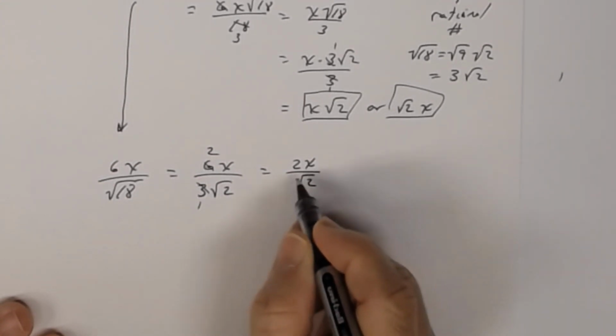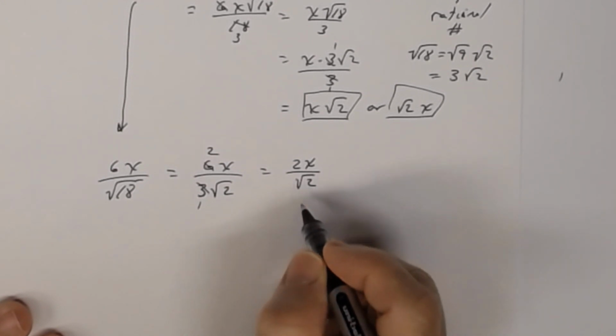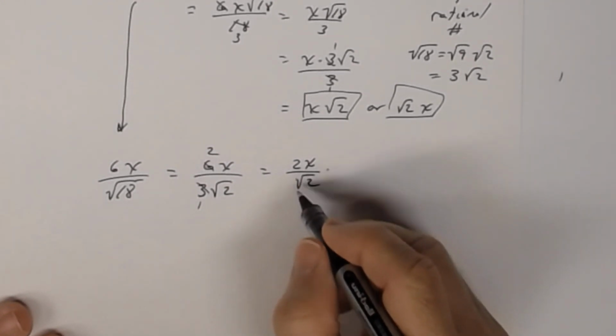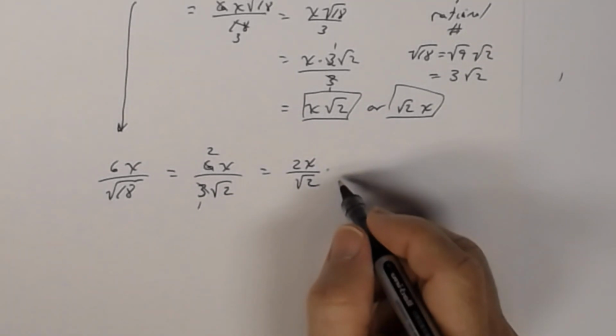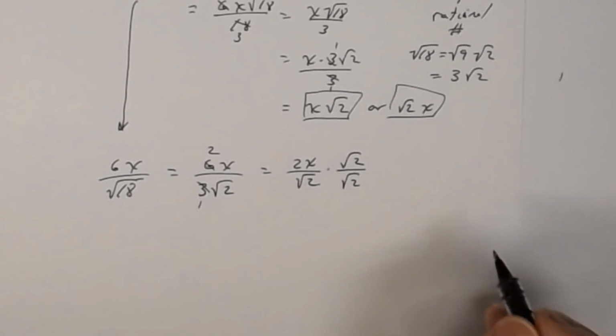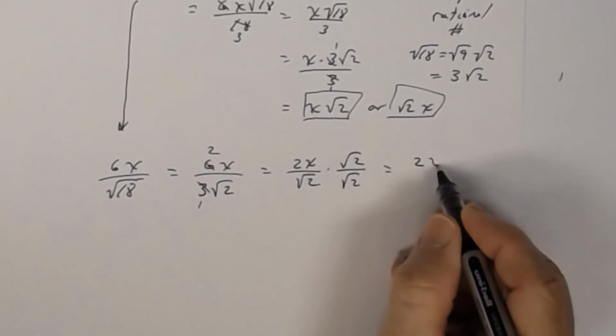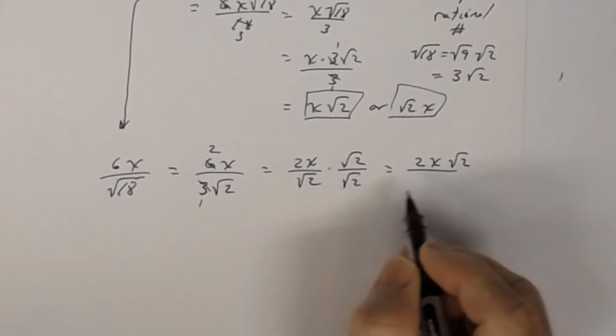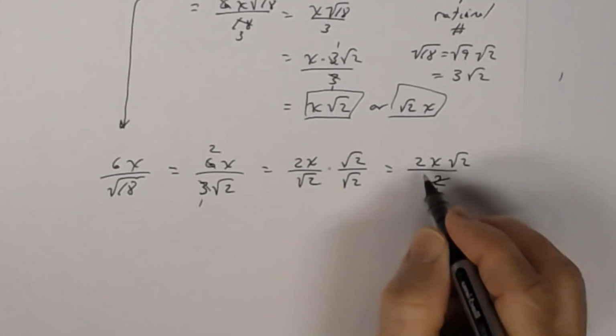And then again, notice I have an irrational number. Square root of 2 is irrational. So remember our discussion: whenever you're dealing with square roots, it's an easy thing to deal with. You're just going to multiply both numerator and denominator by the square root of 2. And so I get 2x square root of 2 as the numerator. And then the square root of 2 times the square root of 2 is 2. And then these divide out.